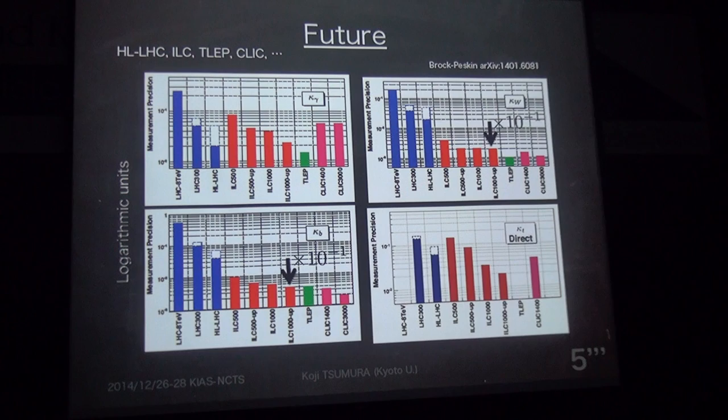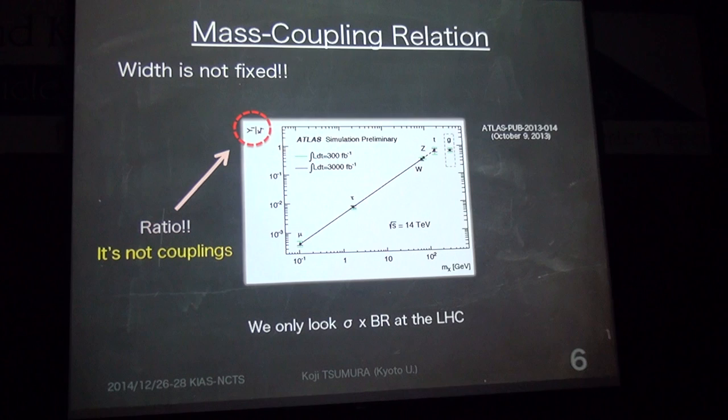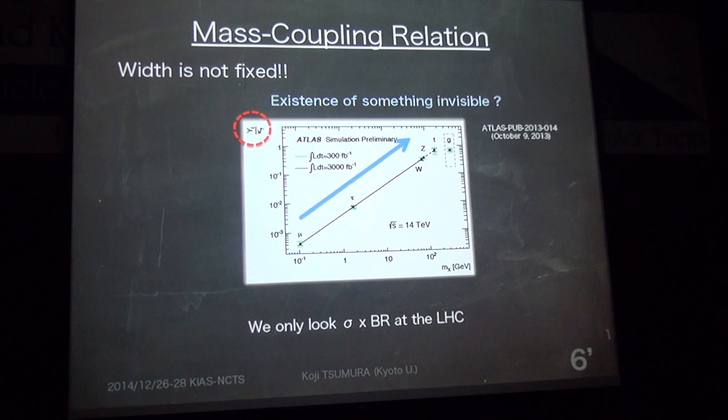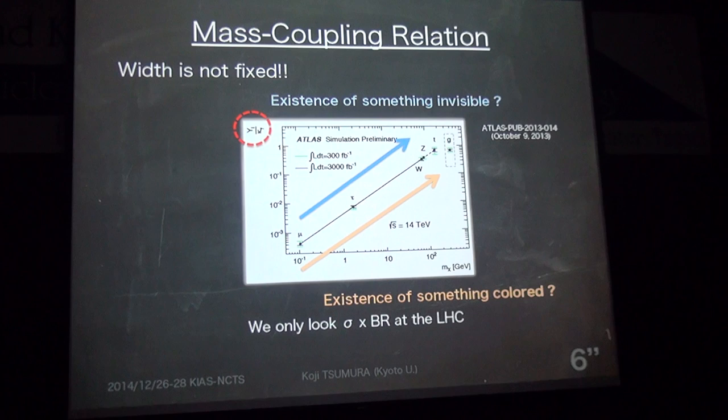And again, I am going back to the mass coupling relation. In fact, this is actually not the coupling. This is the ratio of the couplings. So the mass couplings can actually be different. What I want to tell you is that if there is something invisible, the mass coupling ratio can be shifted this way. Or if we have something colored in the gluon fusion loop, this can be shifted in this lower direction. This is still possible.